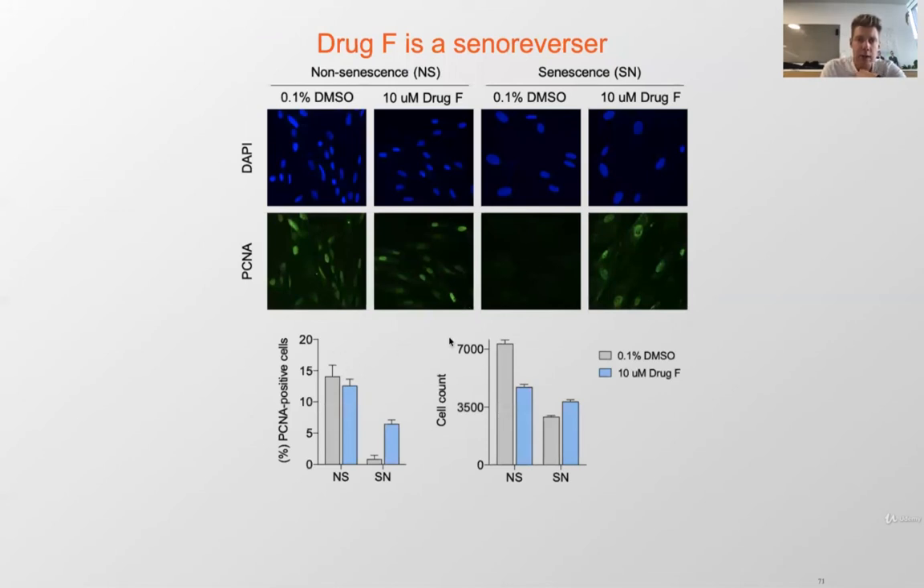So if you look at one of the features of senescence, the cells stop dividing, which means that they stop expressing a protein called PCNA, which is involved in DNA replication. But if we treat with this drug F, we can see that there's a rescue of PCNA levels almost similar to what's in wild type. And cells also start to grow. So this was quite remarkable.